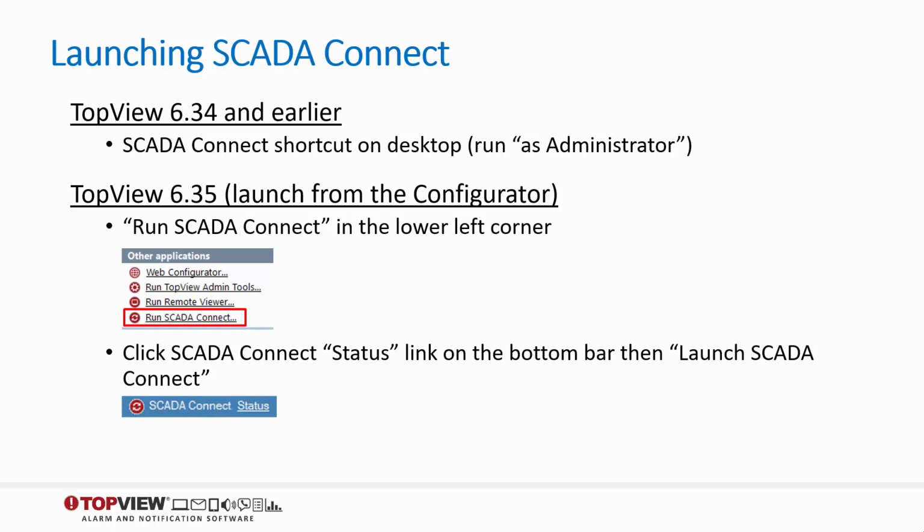To configure your gateway, we need to launch SCADA Connect and perform the Install for HMI step. In TopView version 6.34 and earlier, you'll see a SCADA Connect shortcut on your desktop. Right-click the shortcut and choose Run as Administrator. In TopView 6.35, you can launch SCADA Connect from the configurator. You can either click Run SCADA Connect in the lower left corner, or click the SCADA Connect status link at the bottom of the configurator and select Launch SCADA Connect. Once SCADA Connect has launched, select the Install for HMI tab.